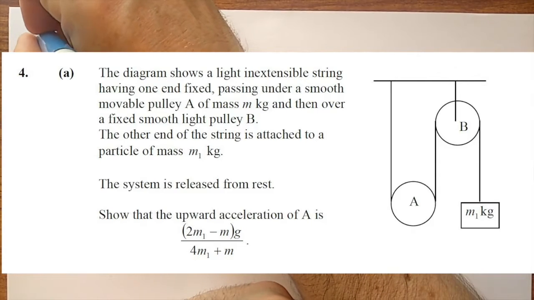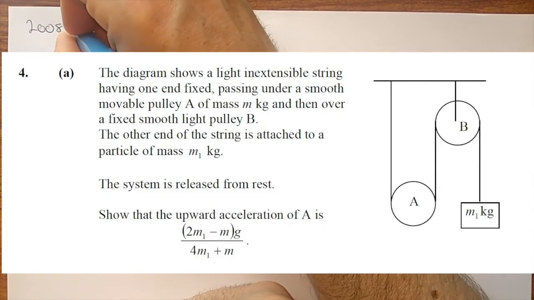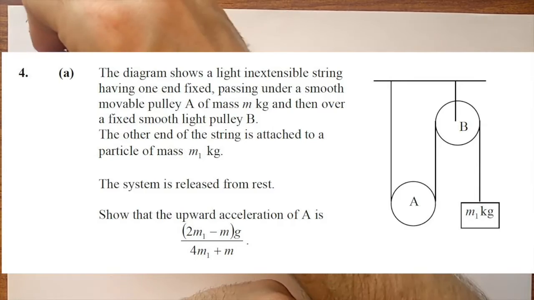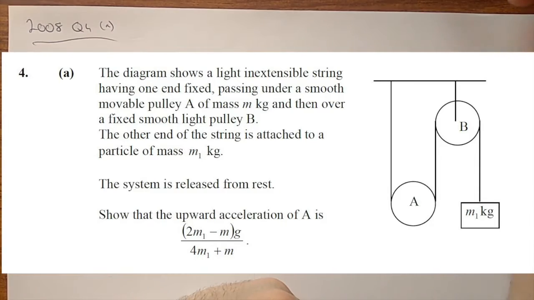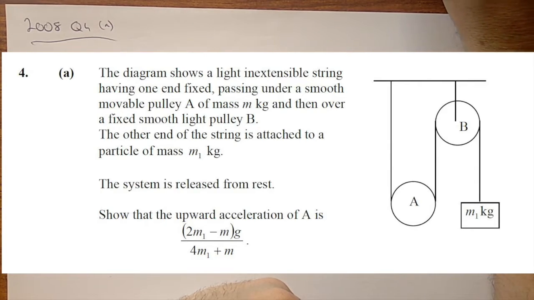So here we're going to look at 2008, question 4, part A. And this is a nice little question if you want an introduction to movable pulleys. If we have a look at our system here, we have A, B, and a hanging mass. A critical thing here is A is a movable pulley, so it's going to slide along. It has a mass M.